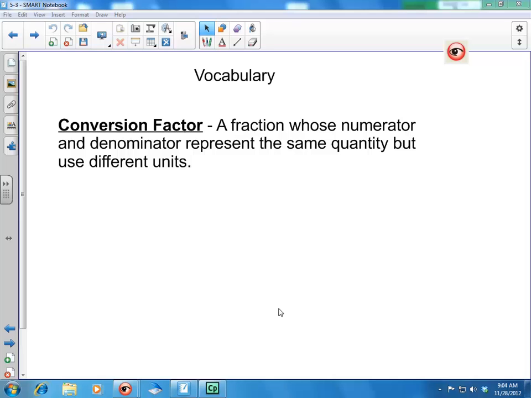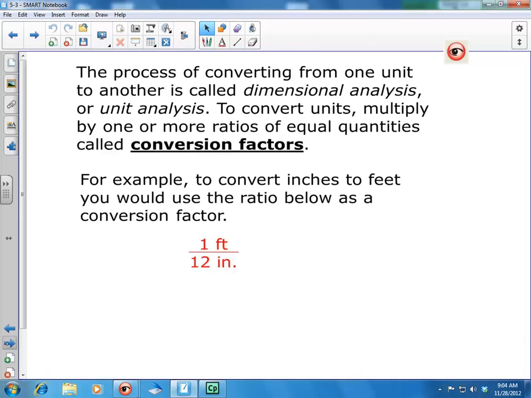All right, let's take a look at our first slide here. It says the process of converting from one unit to another is called dimensional analysis or unit analysis. To convert units, multiply by one or more ratios of equal quantities called conversion factors. For example, to convert inches to feet, you would use the ratio below as a conversion factor. Yes, write this down in your notes. That's what it's up here for. Yes, all of it. It's not that much, I promise.